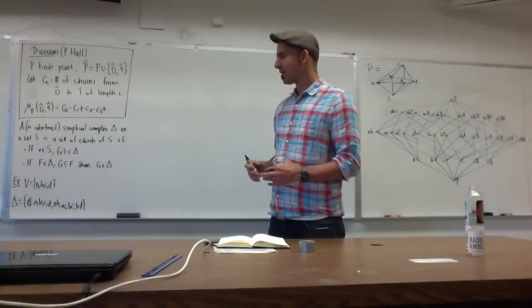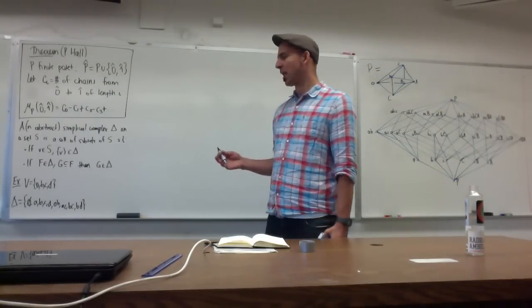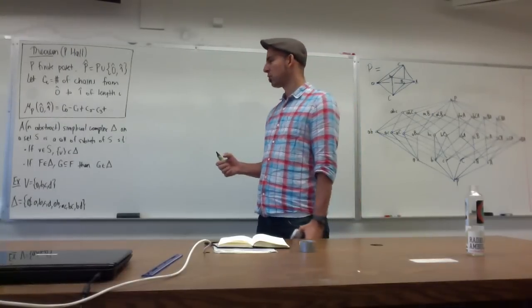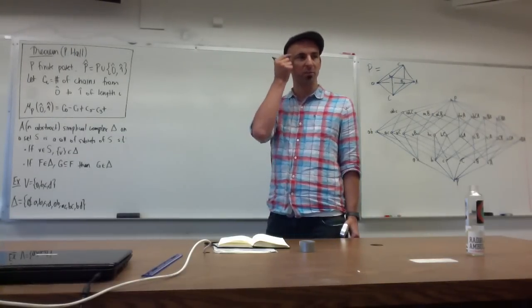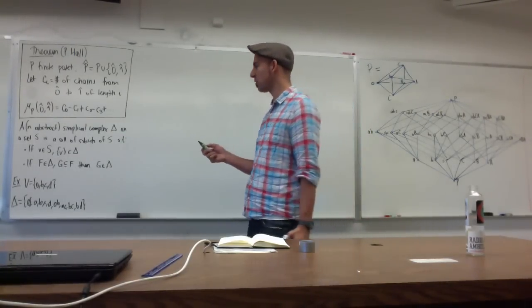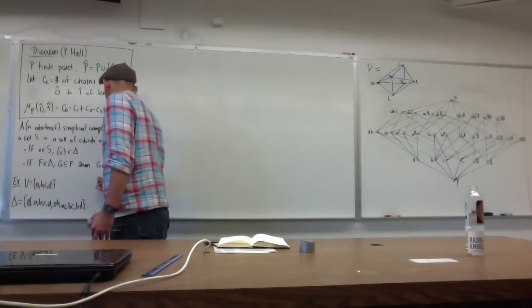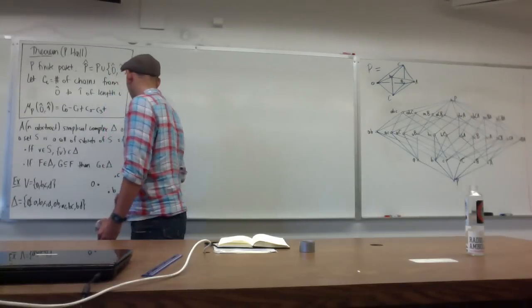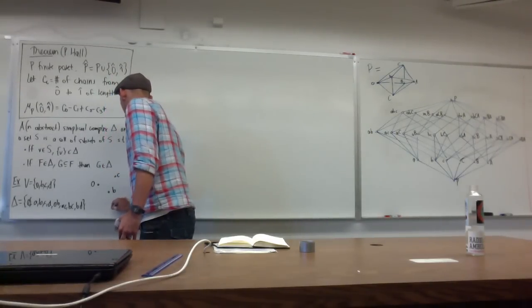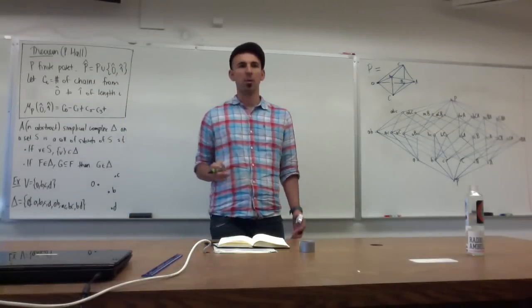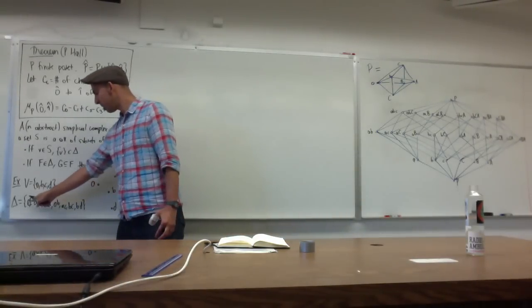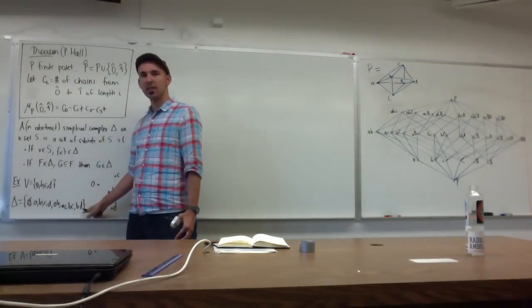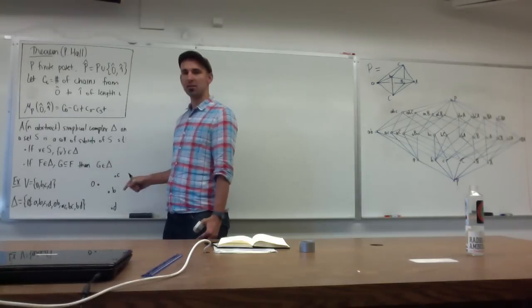Now, this is a combinatorial definition, but actually it's often more useful to draw a picture. When we think of a simplicial complex, you should usually just think of this picture, where you have a node for every element of the set. And whenever you have a subset in Delta, you draw a corresponding simplex here.